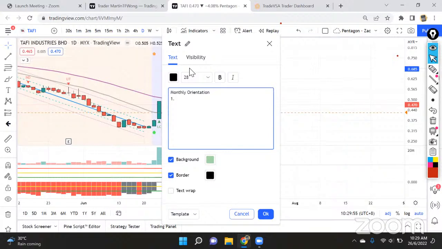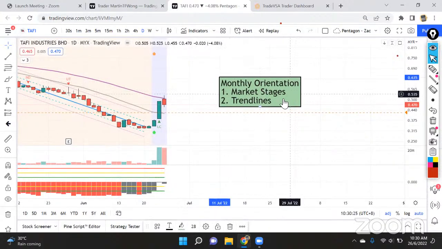During the monthly orientation, we talked about market stages, how we use the market stages to detect potential reversal counters, and then use the trend line to confirm the reversal. At least the trend line tells us that this stock currently is not in a continuation trend, and maybe they are likely about to change trend very soon. These are the two things we cover, and of course the combination of how to use market stages plus the trend line.